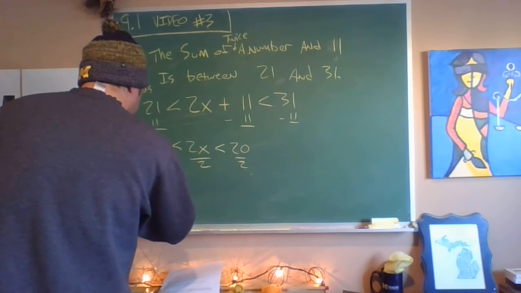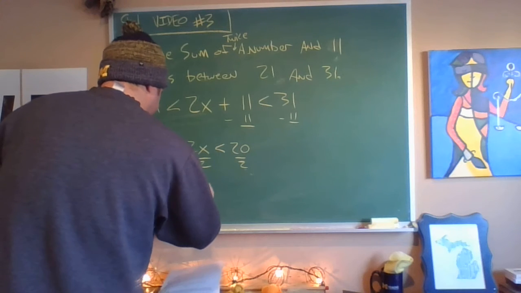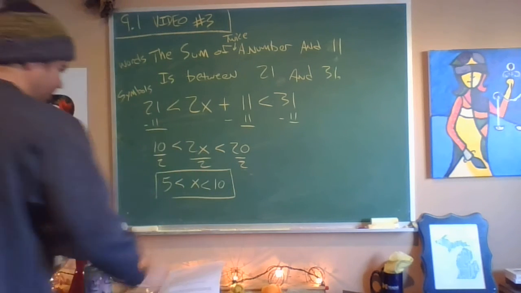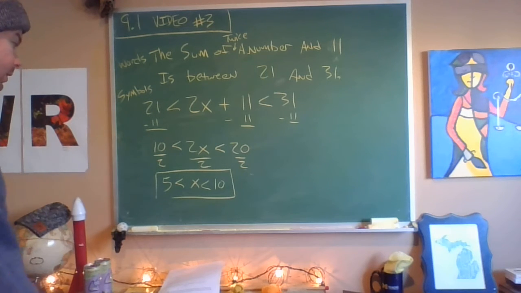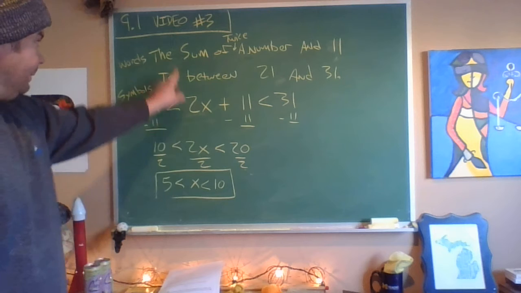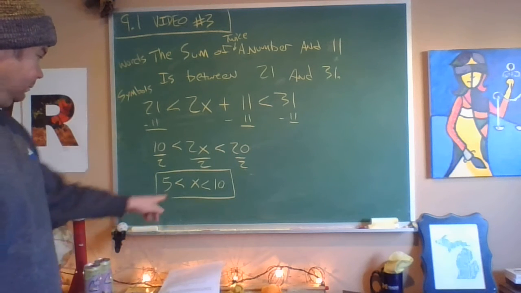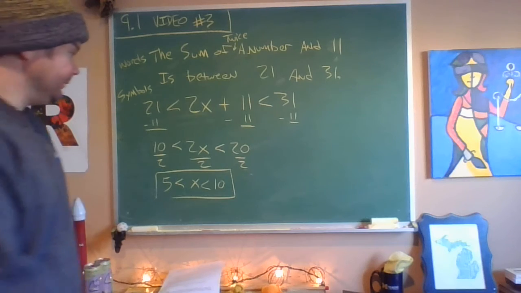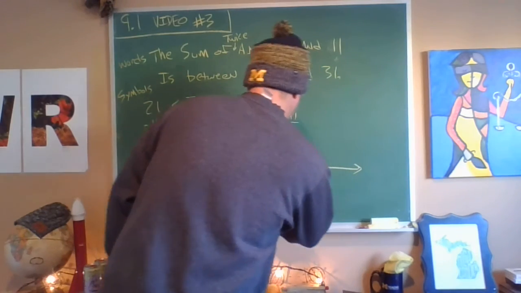Divide each piece by 2, I'm going to get 5 is less than x is less than 10. And there we have the solution. All of the numbers that meet this requirement are the numbers between 5 and 10. On a graph, it would look something like this.